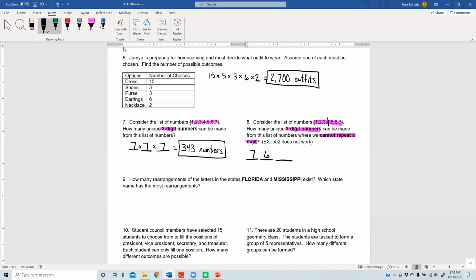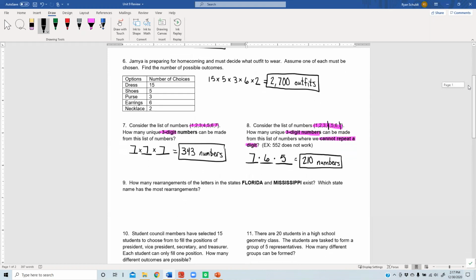Okay, let's say I pick, I don't know, let's say I pick a 7. I can't reuse it. So how many are left? 5. There's 5 options left. Multiply these together. 7 times 6 times 5. That'll get you 210 numbers. Okay. So there's the first 8 problems.